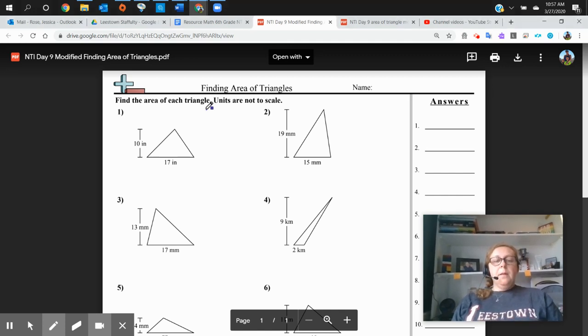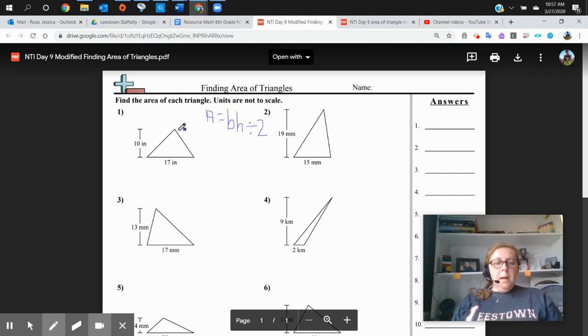Okay, so first step is to write out our formula, which is A equals base times height divided by 2. On your piece of paper right now, until you get really good at it, go ahead and write that out. A equals base times height divided by 2.